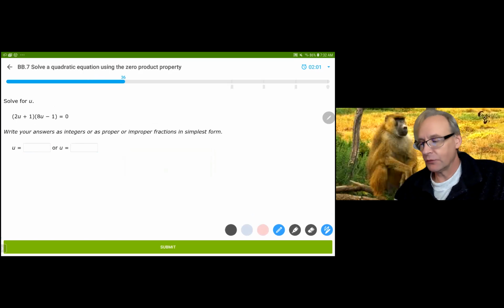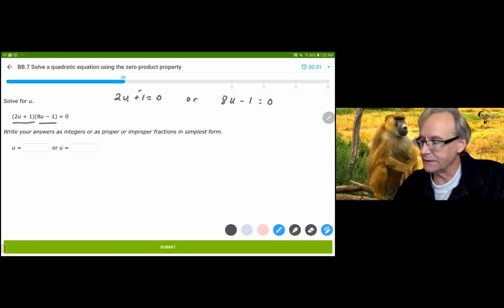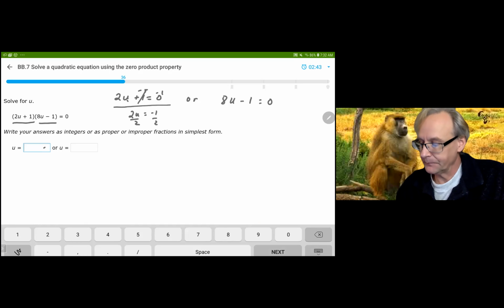Now, formally, if I were to write this formally, we would say that because this times this, A times B is 0, one of them has to be 0. So a good idea is you could write either 2u plus 1 equals 0 or 8u minus 1 is equal to 0. And you would solve these as two separate equations. Hopefully you can solve them in your head, but if not, you subtract 1 from both sides. That gives me 2u equals -1, and then we divide by 2, and we get u equals -1/2.